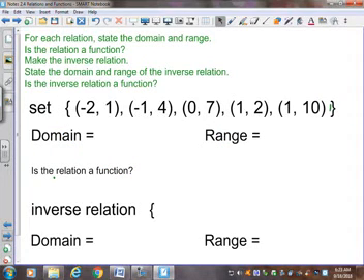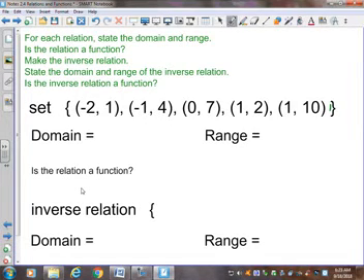So as we start looking at examples of these problem sets, let's see what we have here. For each relation, state the domain and range. Is the relation itself a function? Make the inverse relation. State the domain and range of the inverse. Is the inverse relation a function?